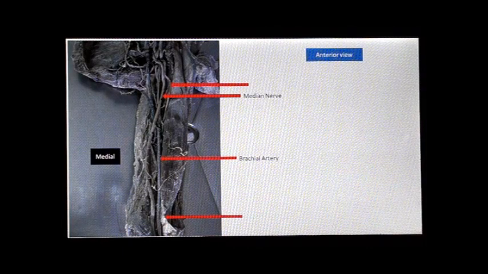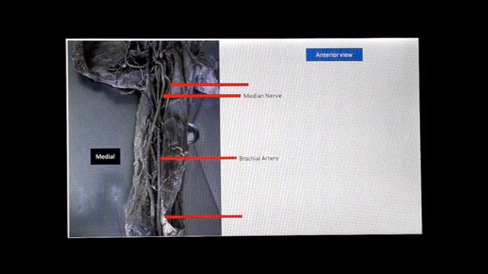And the nerve is the nerve of anterior compartment of forearm except flexor carpi ulnaris and part of flexor digitorum, that is the lateral part of flexor digitorum profundus, is not supplied by median nerve. Rest all the muscles in the anterior compartment of forearm are supplied by median nerve. It also supplies thenar muscles and first two lumbricals.